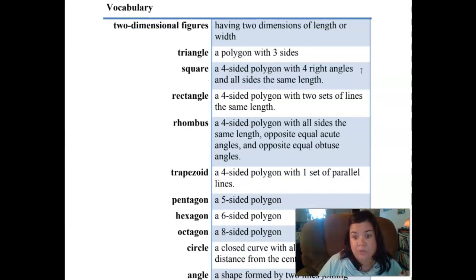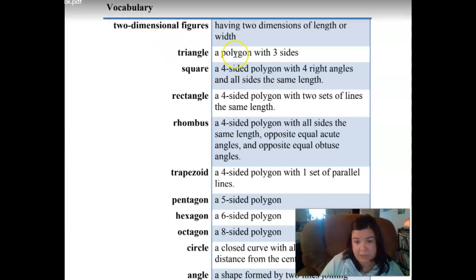So last week we went over the vocabulary. This week we're going to do the same thing. So you know that a triangle is a polygon with three sides. Two-dimensional figures, we talk about two-dimensional figures. So those have length and width. They're like just what you see on the paper. There's no 3D aspect to them.